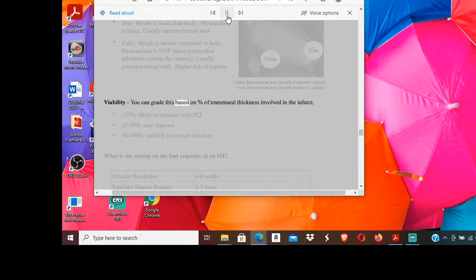Viability, you can grade this based on percent of transmural thickness involved in the infarct. 25 to 50%, may improve. 50 to 100%, unlikely to recover function.